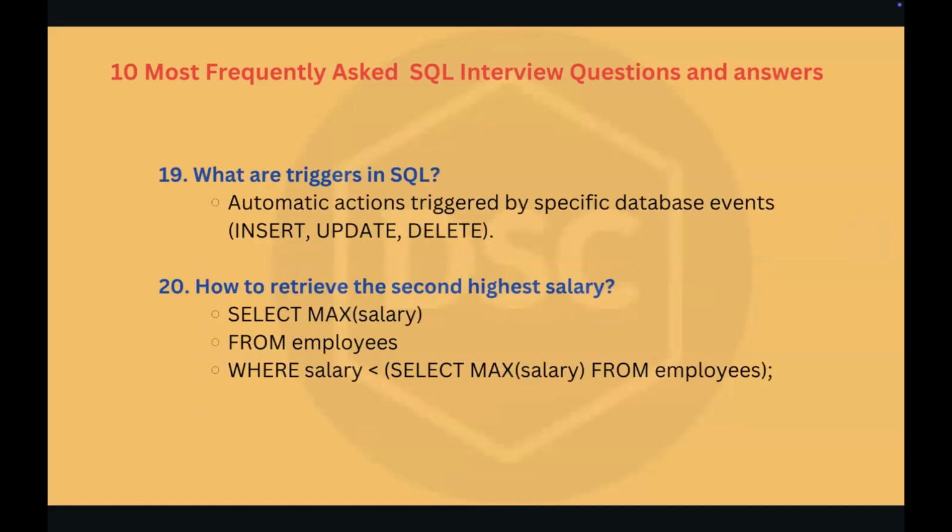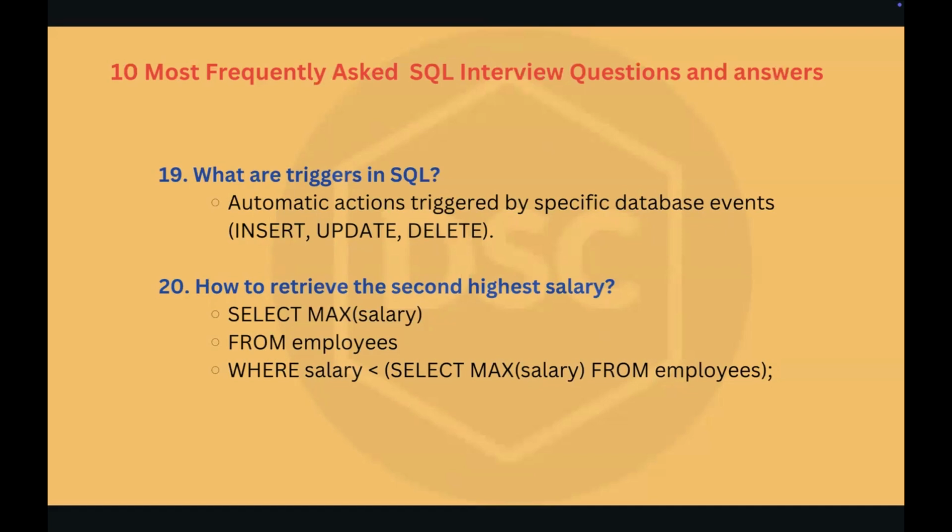Question number 19. What are triggers in SQL? Triggers in SQL are automatic actions or events that are triggered by specific changes in a database, such as insert, update, or delete operations. They are used to enforce business rules, maintain data integrity, or log changes.